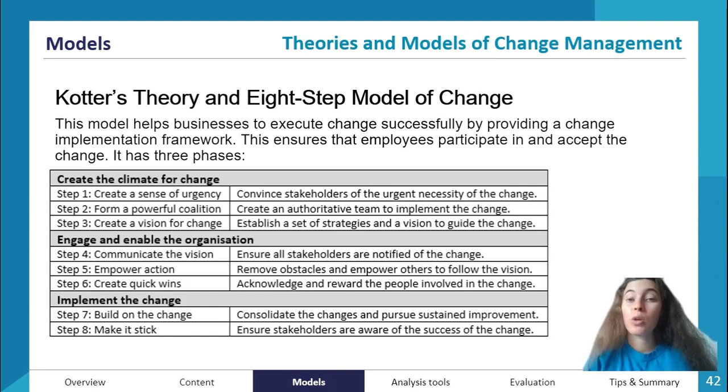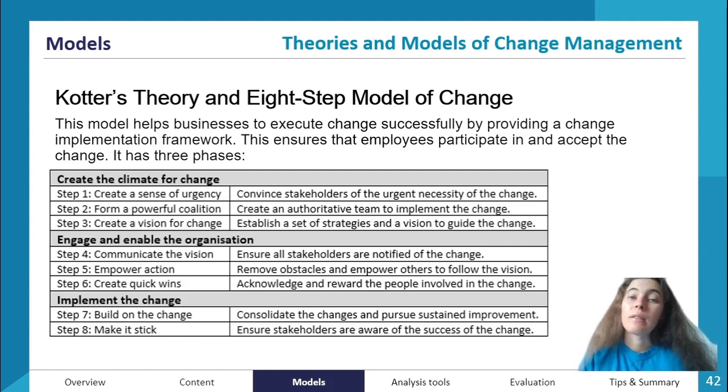So you need to communicate that vision that you've come up with to make sure that all stakeholders are aware of the change, are aware of what it would look like and how it will affect them. Then you want to empower those people who are involved. So remove any obstacles and empower others to follow the vision and champion what the business is hoping to achieve.